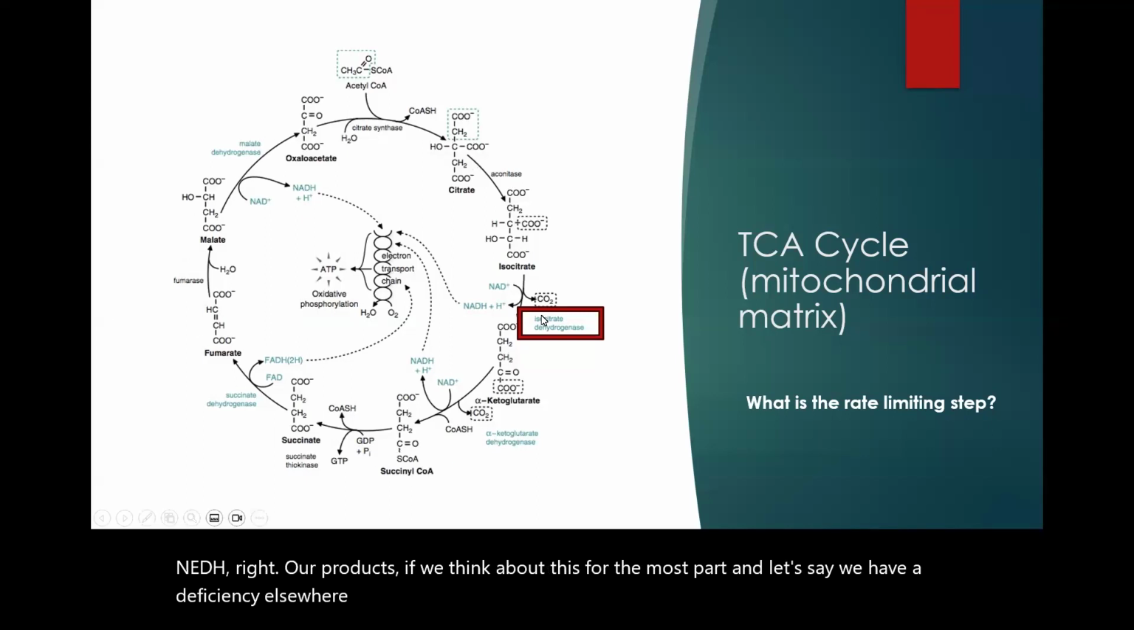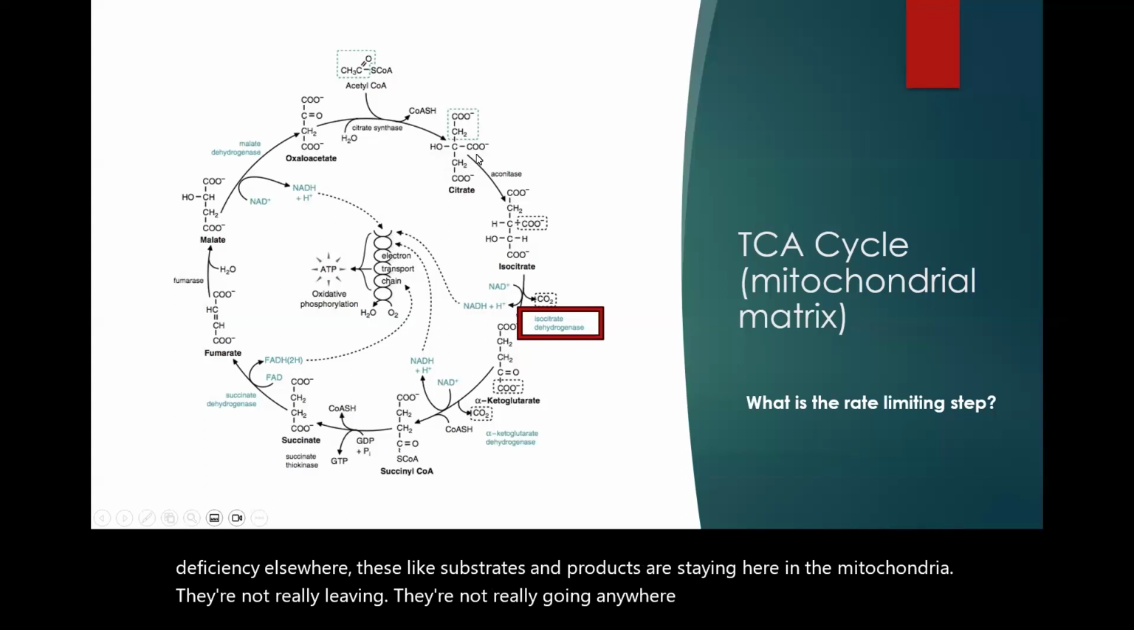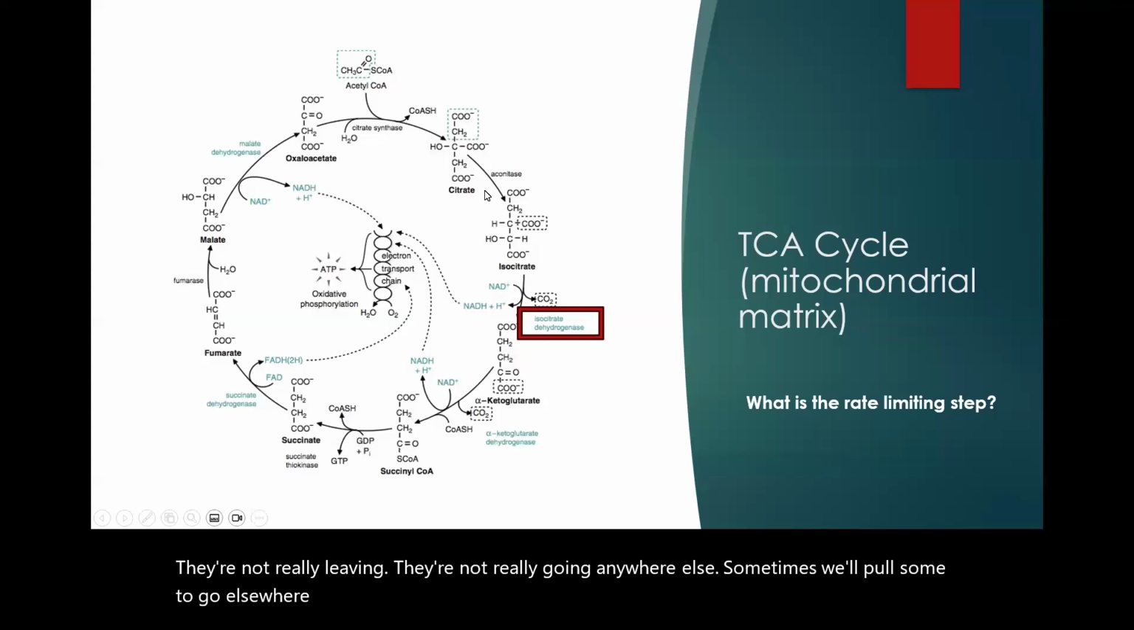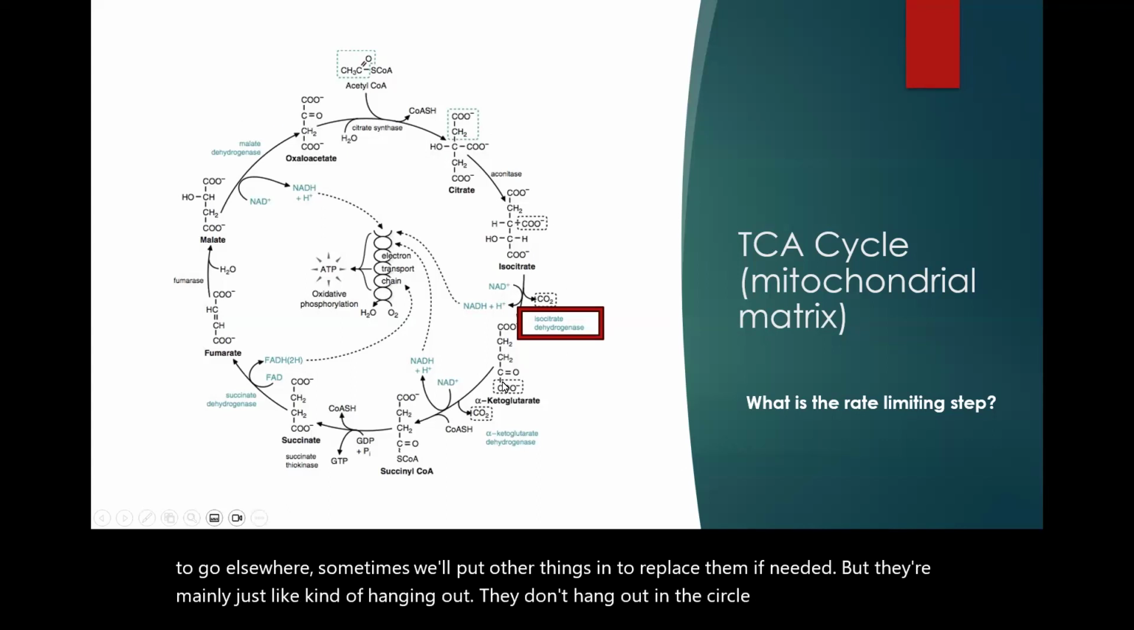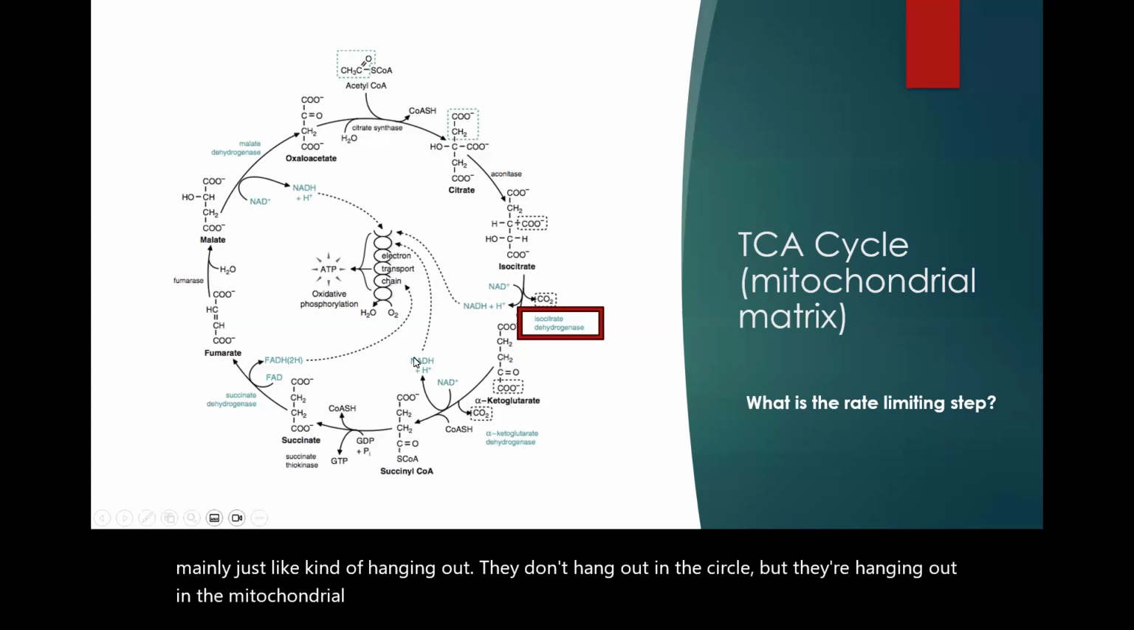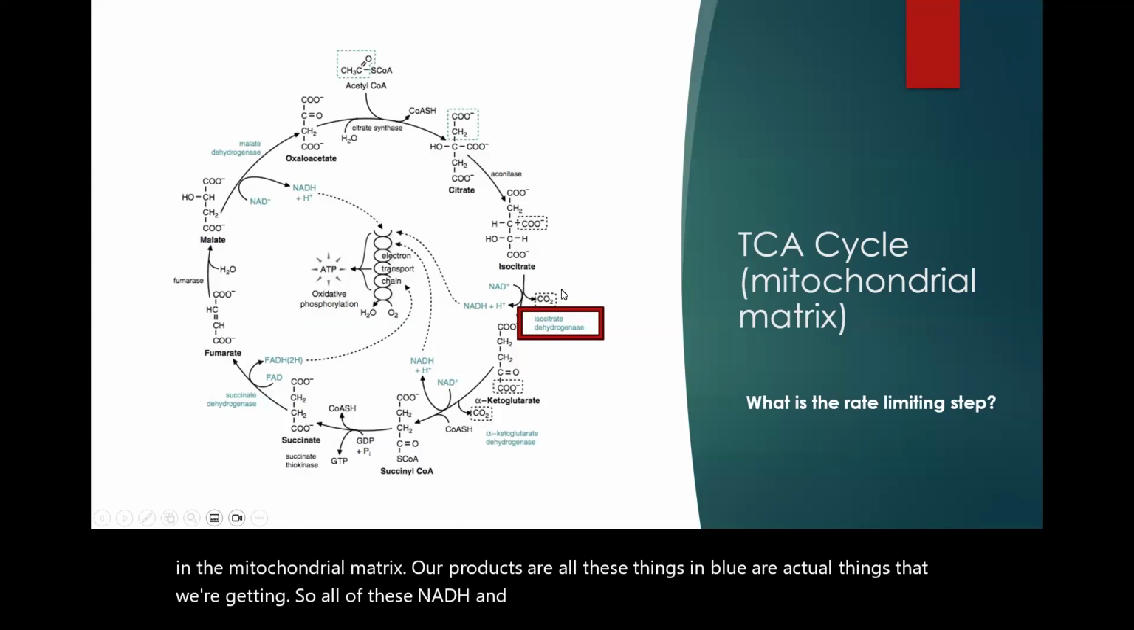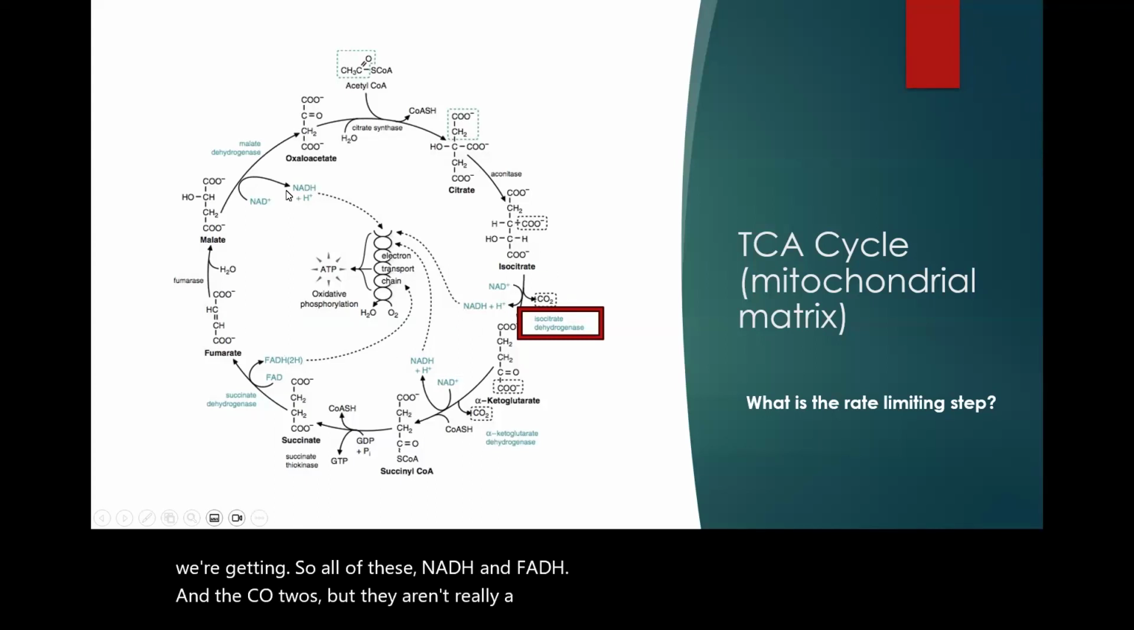Our products, if we think about this, for the most part, unless we have a deficiency elsewhere, these substrates and products are staying here in the mitochondria. They're not really leaving. They're not really going anywhere else. Sometimes we'll pull some to go elsewhere. Sometimes we'll put other things in to replace them if needed. But they're mainly just hanging out in the mitochondrial matrix. Our products are all these things in blue, are actual things that we're getting. So all of these NADH and FADHs and the CO2s, but they aren't really a helpful product. All of these are the products.